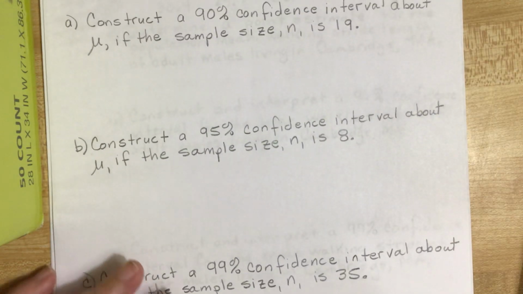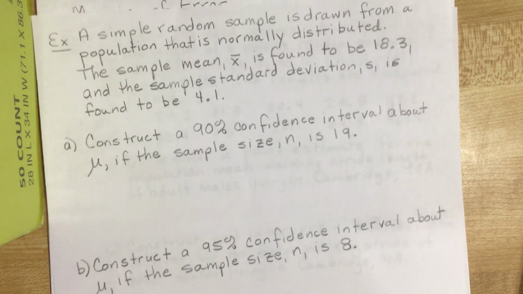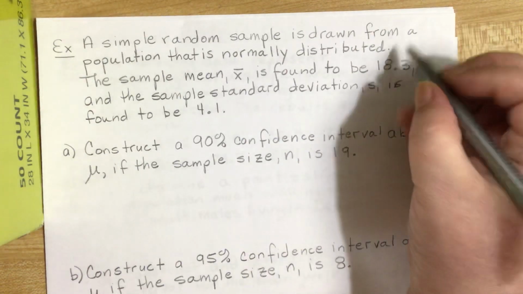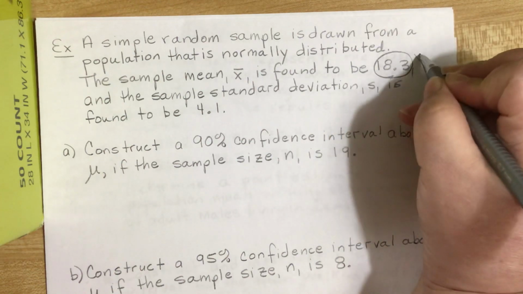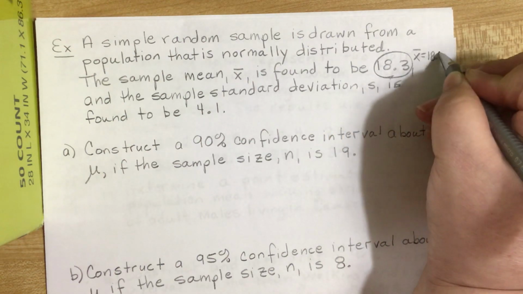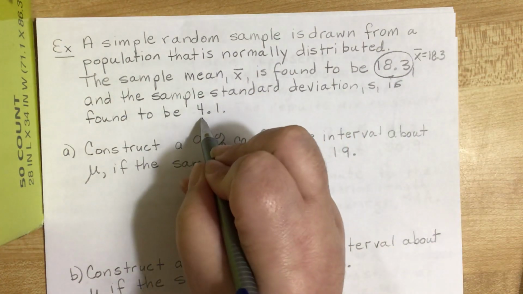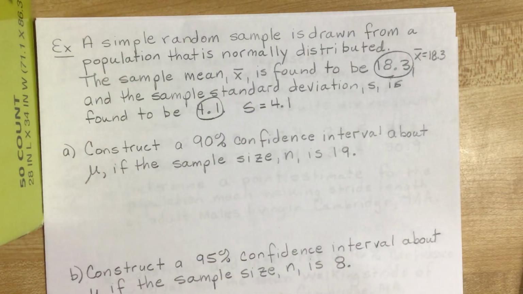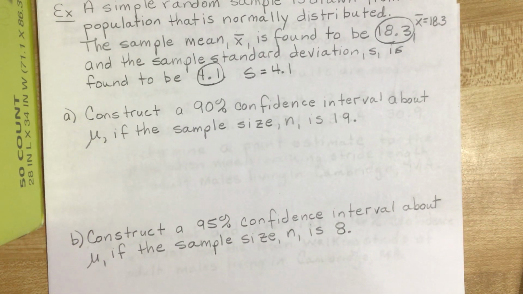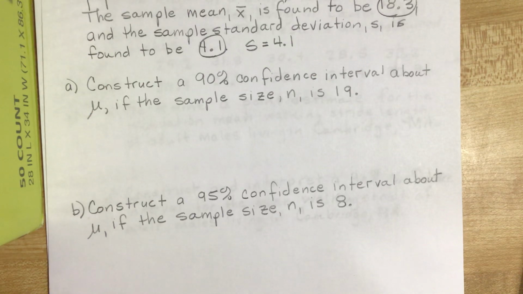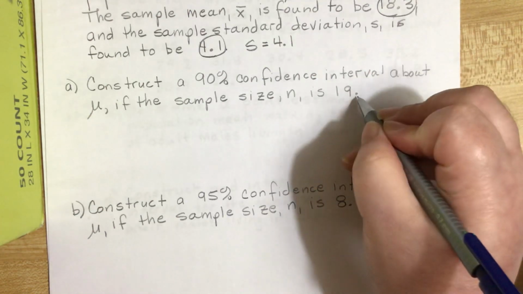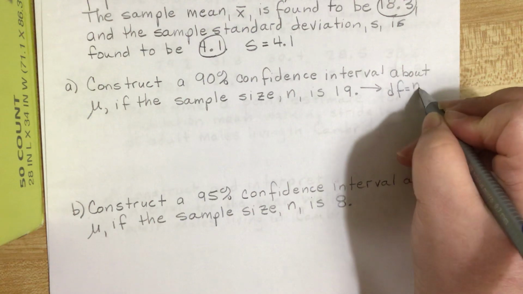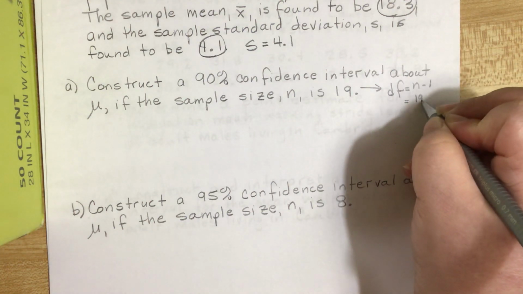Alright, so let's do an example. A simple random sample is drawn from a population that is normally distributed. The sample mean is found to be 18.3, so x bar is equal to 18.3, and the standard deviation is found to be 4.1, so s is equal to 4.1. We want to construct a 90% confidence interval about the mean if the sample size n is equal to 19. That tells me that my degrees of freedom is n minus 1, so it's going to be 19 minus 1, which is 18.